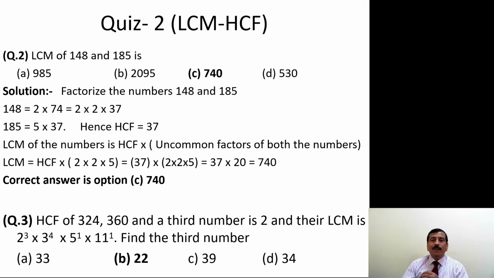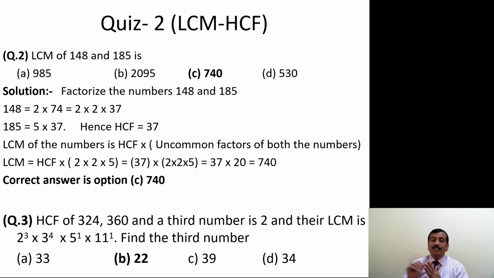Next, find LCM of 148 and 185. We simply factorize both the numbers, and LCM of the numbers is equal to HCF into product of all uncommon factors. So HCF we make it, and uncommon factors also we make it. 37 is HCF, while uncommon factors in 148 were 2 into 2 and in 185 it was 5. So product of all uncommon factors is 2 into 2 into 5, that is 20. So HCF into 20, 740 is the answer.